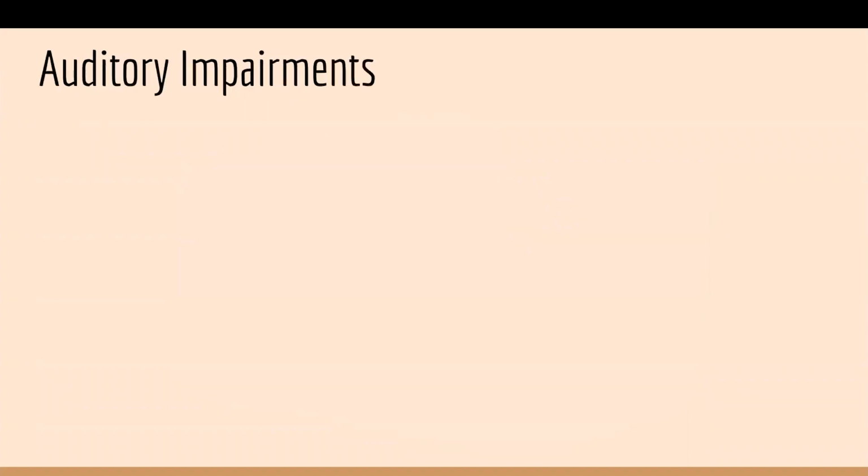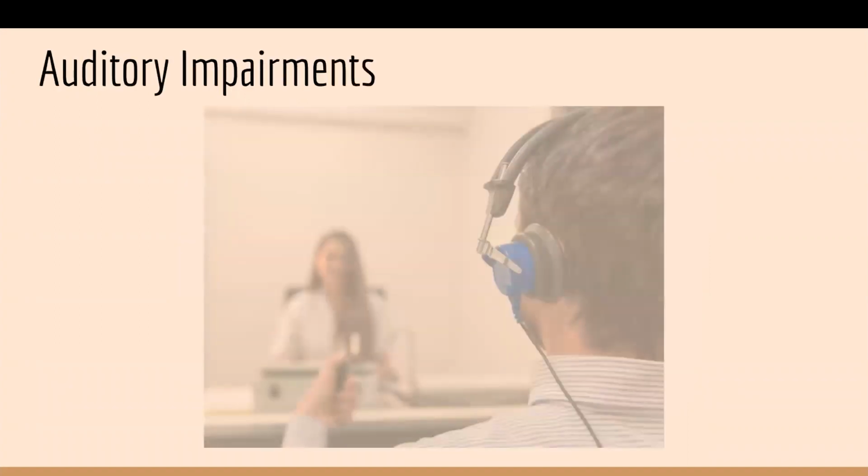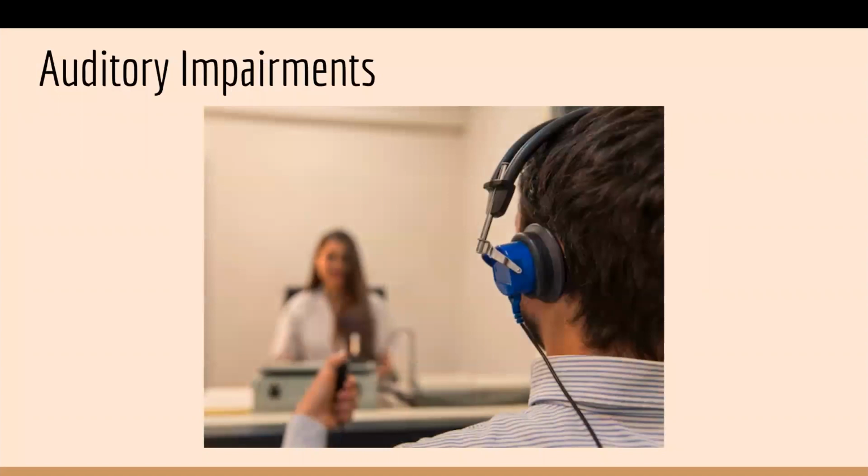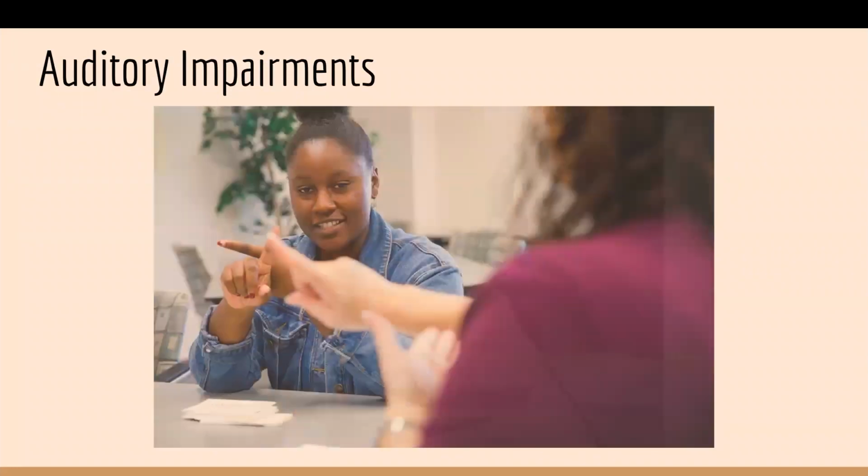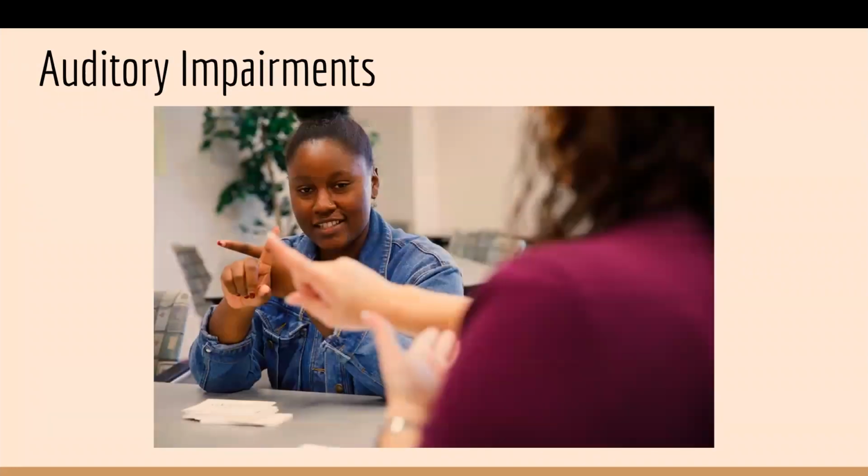The next kind of impairment we'll discuss is auditory. Auditory impairments can include hearing loss, in which someone is not able to hear as well as a person with normal hearing, or deafness, someone with very little or no hearing.